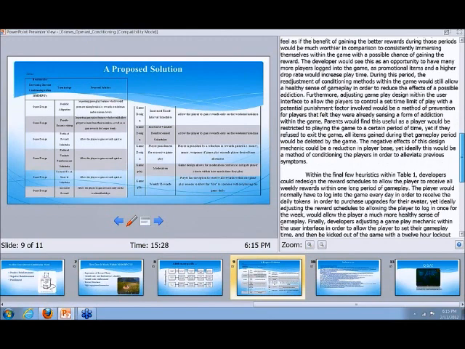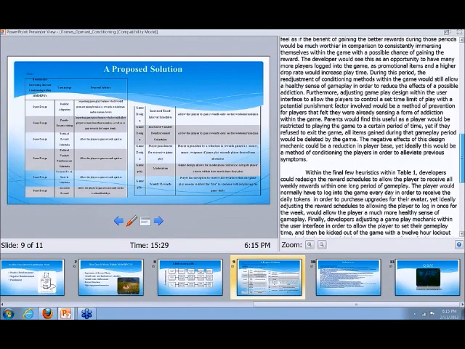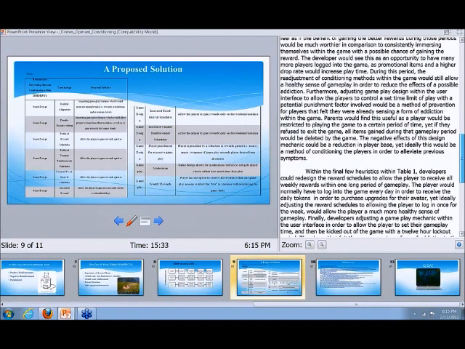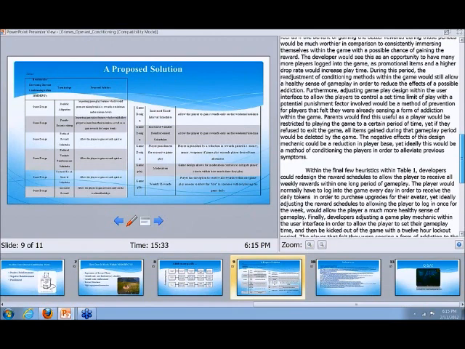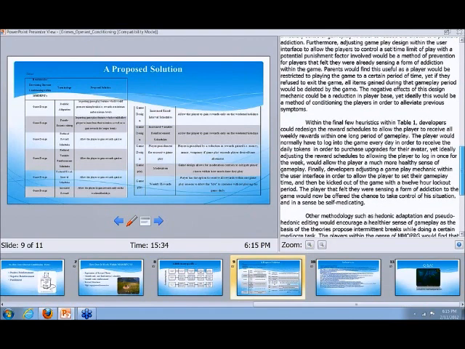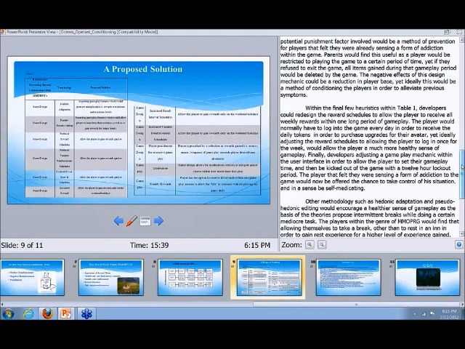Within the final few heuristics, towards the bottom of the table, developers could redesign the reward schedules to allow the player to receive all weekly rewards within one long period of gameplay, which is being done in World of Warcraft right now. The player would normally have to log into the game every day in order to receive the daily tokens in order to purchase upgrades for their avatar, yet ideally adjusting the reward schedules to allow the player to log in once for the week would allow the player a much more healthy sense of gameplay.